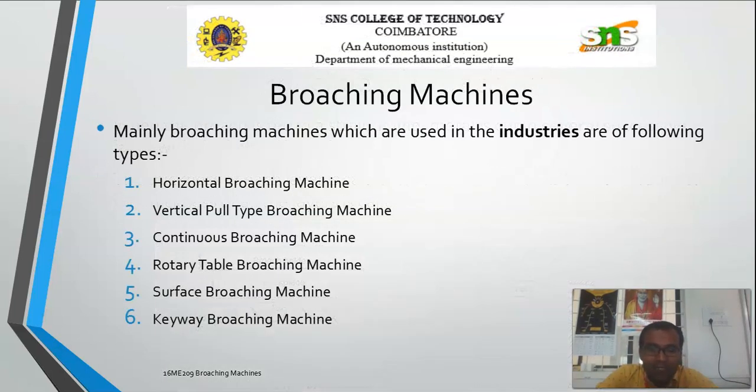Next, there are different types of broaching machines which are used in industries. Some of them are horizontal broaching machine, vertical pull type broaching machine, continuous broaching machine, rotary table broaching machine, surface broaching machine, and the last one is the keyway broaching machine. We will discuss them one by one in the next video lecture.